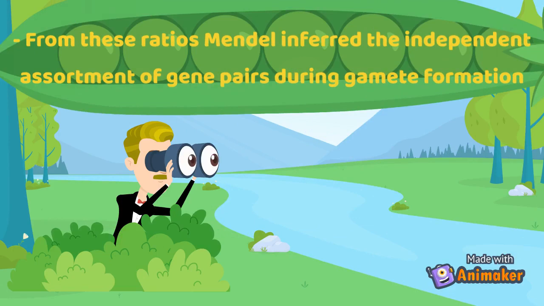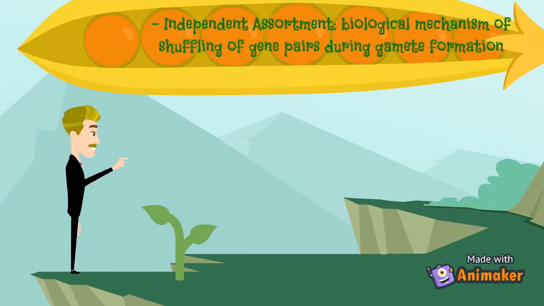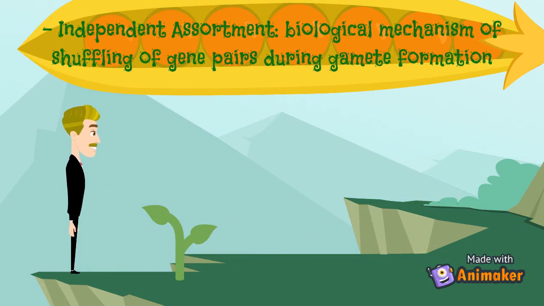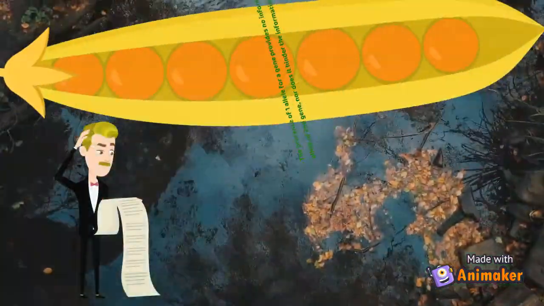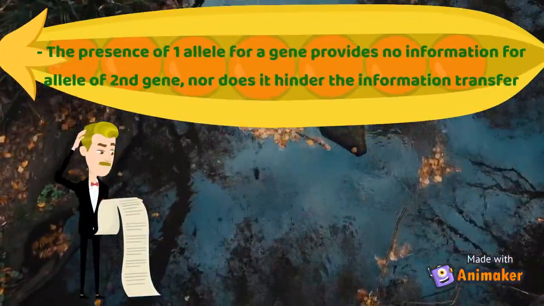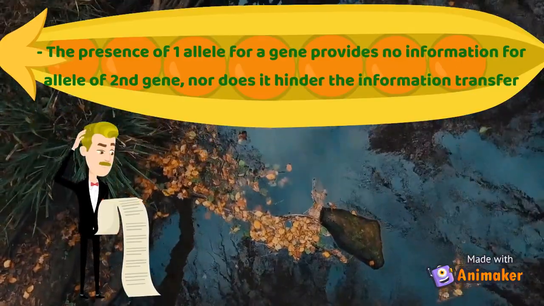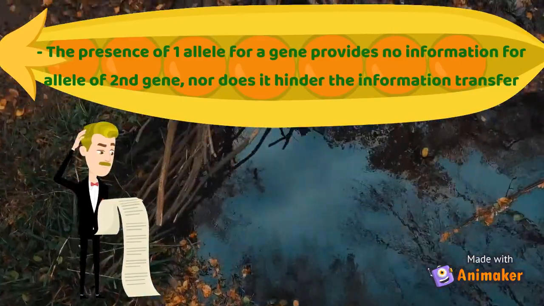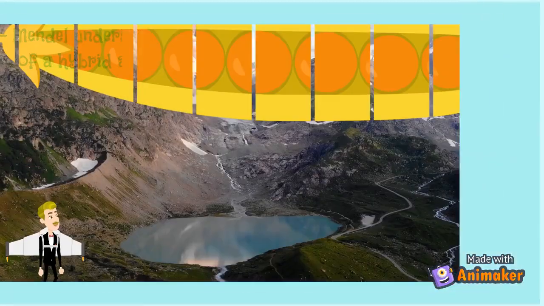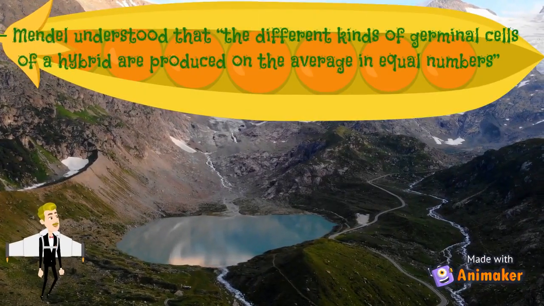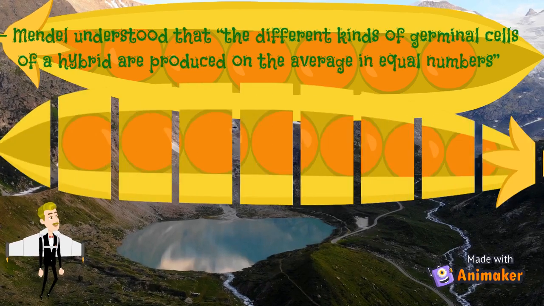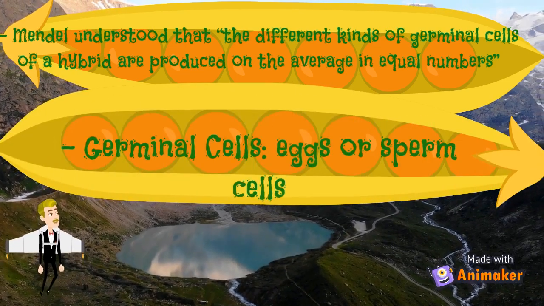From these ratios, Mendel inferred the independent assortment of gene pairs during gamete formation. Independent assortment is the biological mechanism of shuffling of gene pairs during gamete formation. The presence of one allele for a gene provides no information for the allele of the second gene. Mendel understood that the different kinds of germinal cells of a hybrid are produced on the average in equal numbers. Germinal cells are egg or sperm cells.